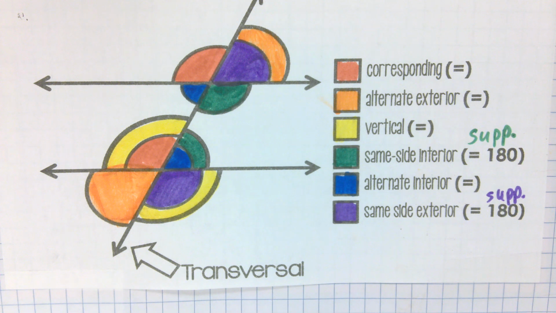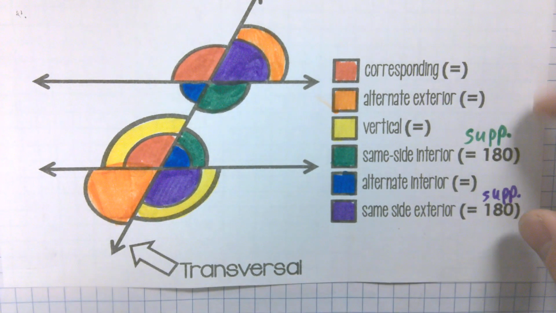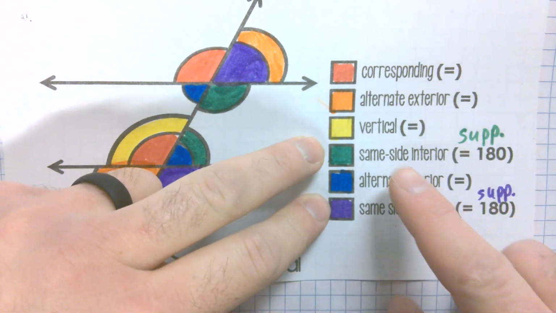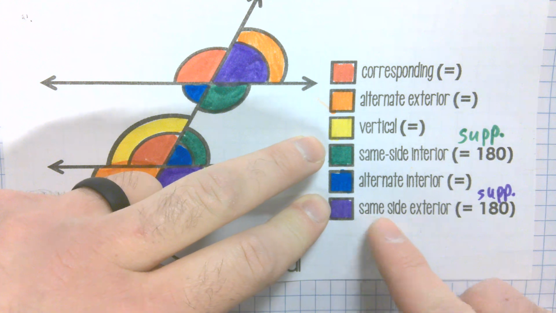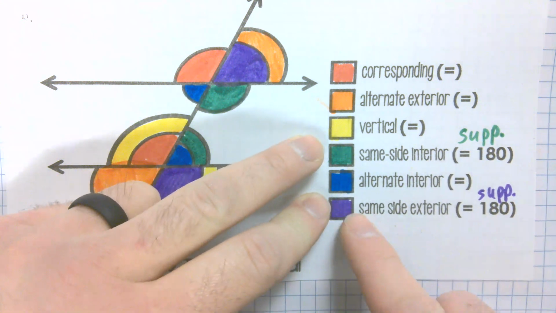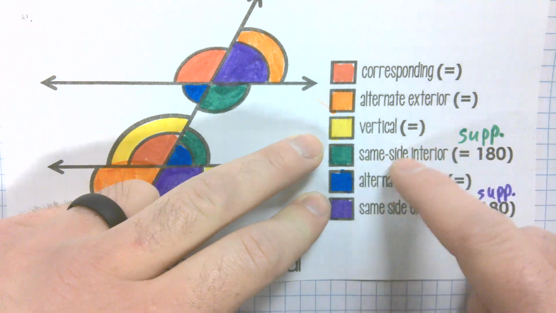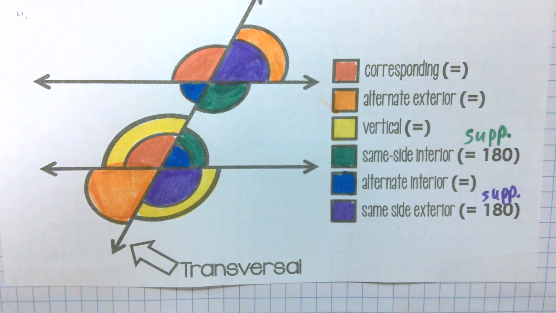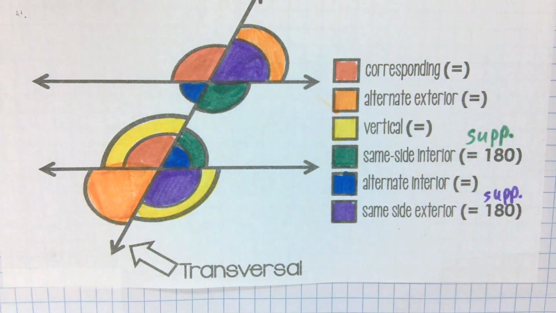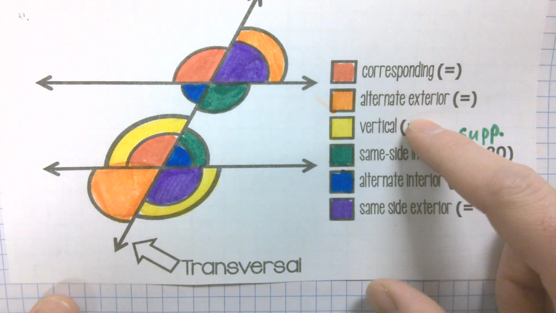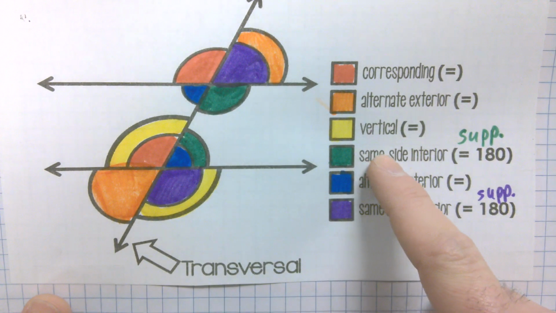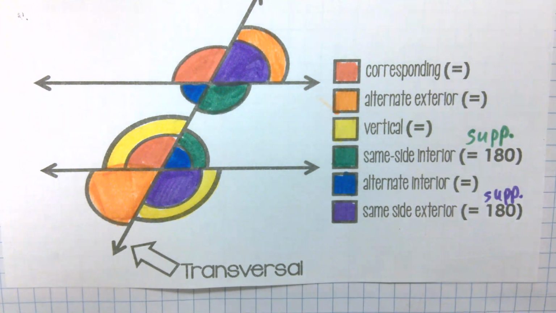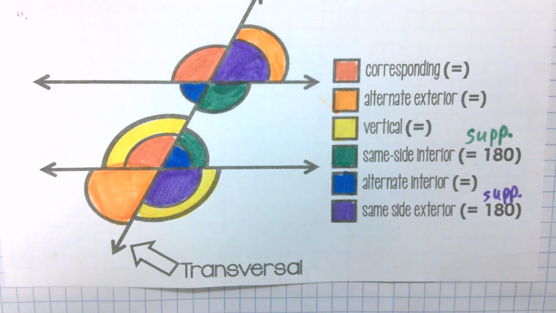Okay. The only angle relationships here that are supplementary are same side angles. Same side interior, same side exterior. So just think, same side supplementary, SSS, same side supplementary. Everything else is equal. So if we're going to set up an equation, which we will tomorrow, we're going to set them all equal to each other unless we have a same side supplementary relationship. Then we're going to add them together and set them equal to 180.